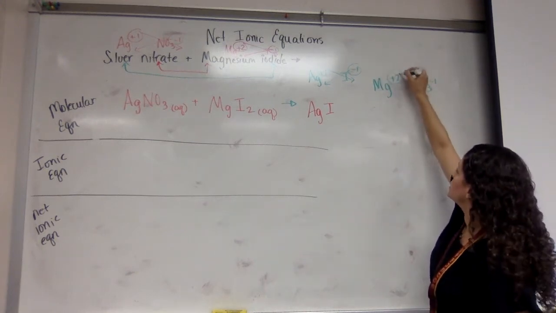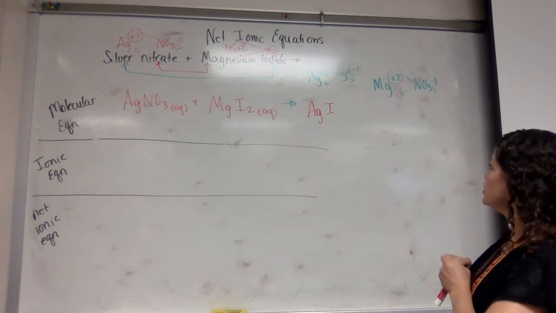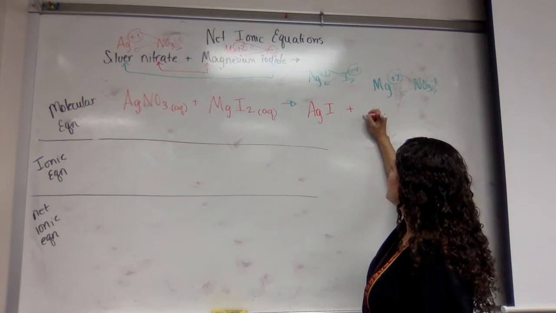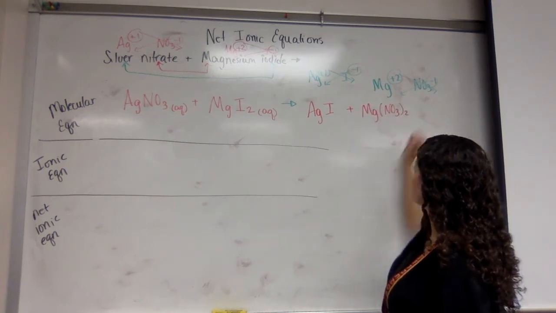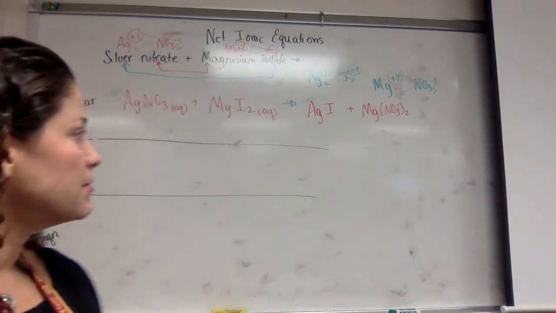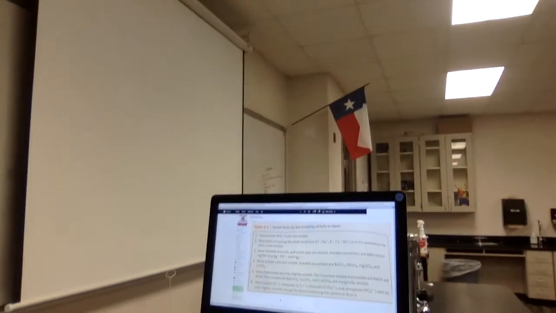Okay, these guys are going to crisscross, come here, come there. So I'm going to end up with Mg(NO3)2. Okay, so that's going to be what I'm going to be producing. Now, to figure out if it's going to be a solid or an aqueous solution, I'm going to come back to my rules right over here.